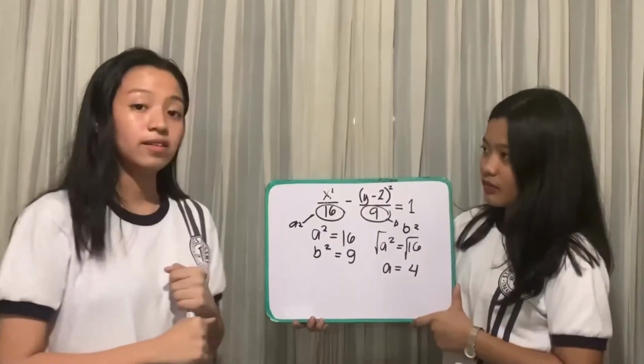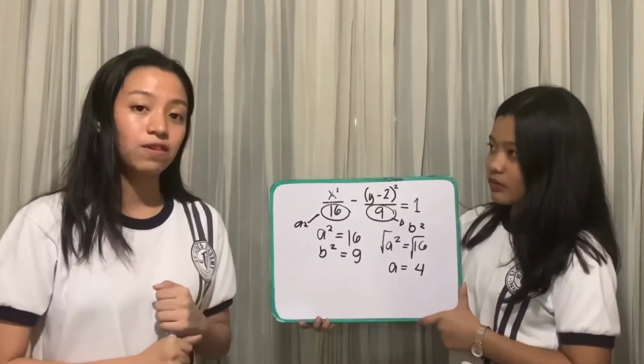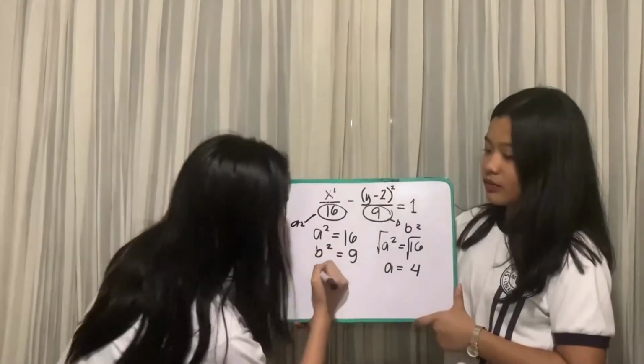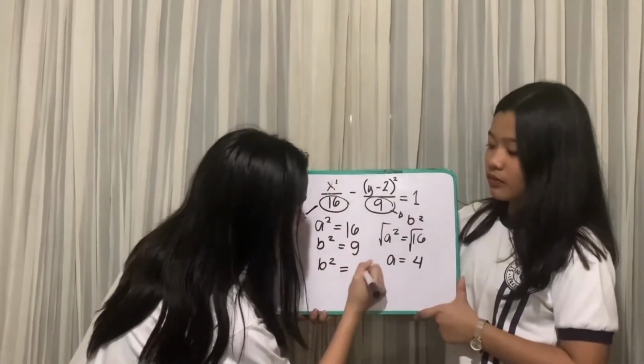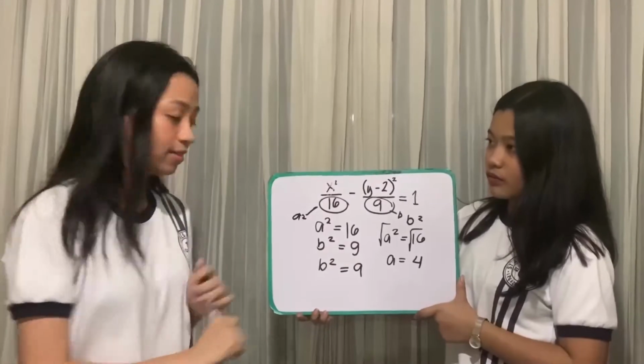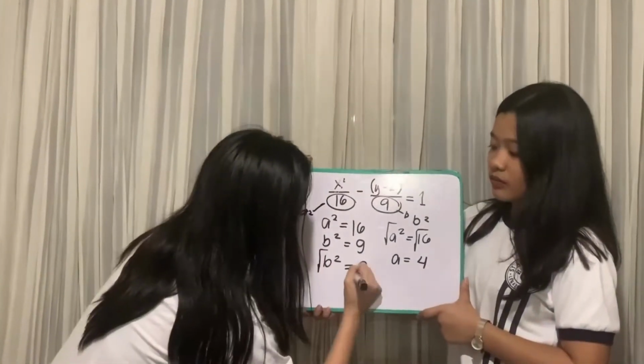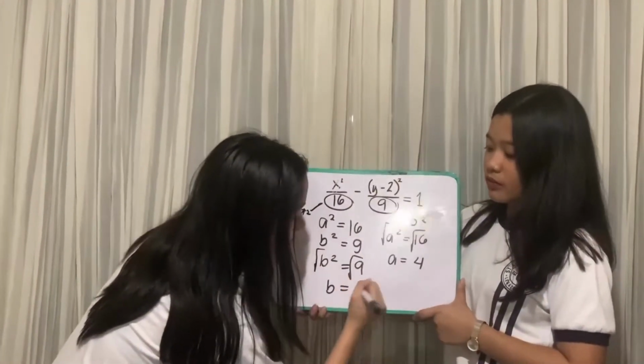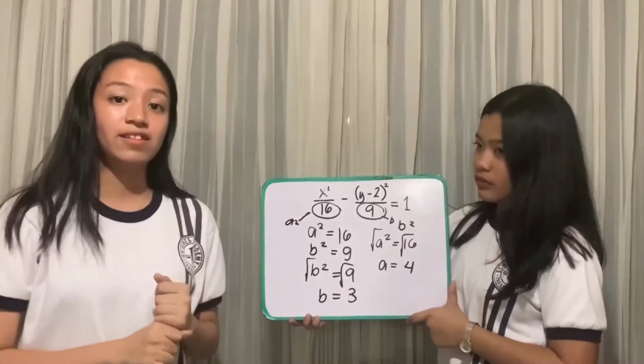The next one is, we need to get the value of b. So b squared is equal to 9. Then square both sides. Now we have the value of b, which is 3.